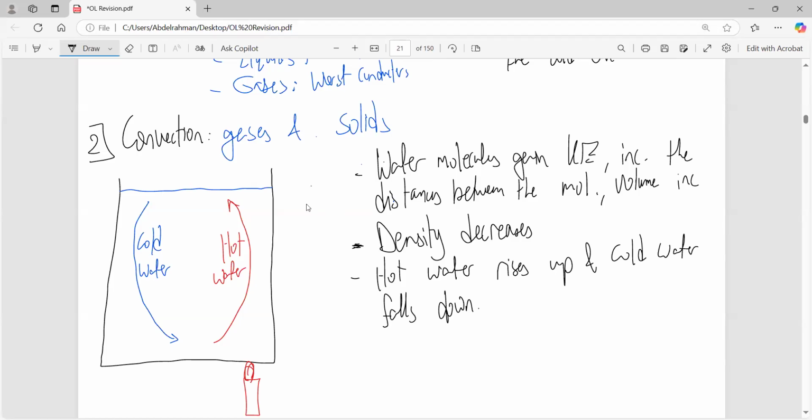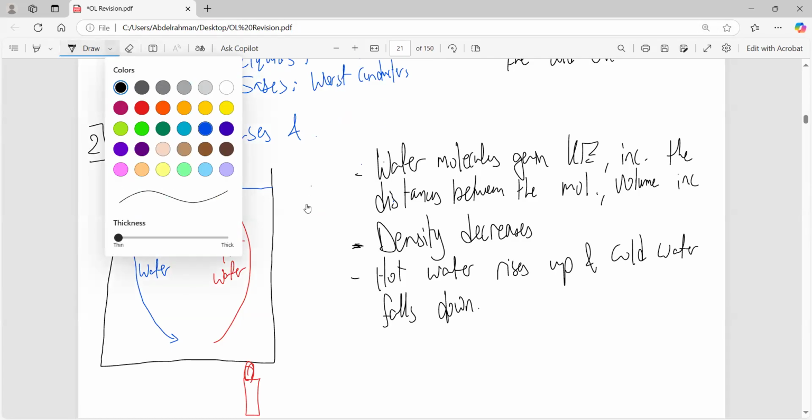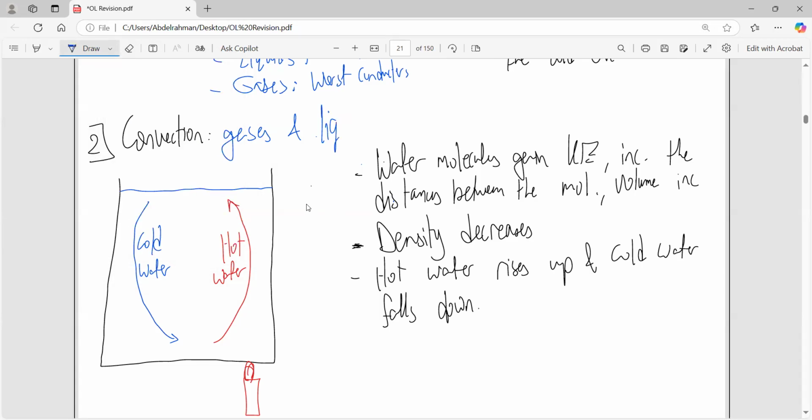It happens in gases and liquids, not solids. I do not know how I wrote down solids. It can never happen in solids. Why can't it ever happen in solids? Because in solids the molecules are fixed in their places. They do not move freely, they only vibrate in their own places. In liquids and gases, they are free to move. In solids, they cannot move.